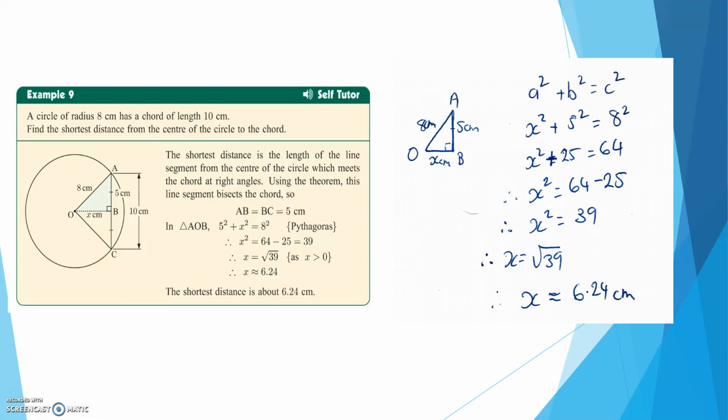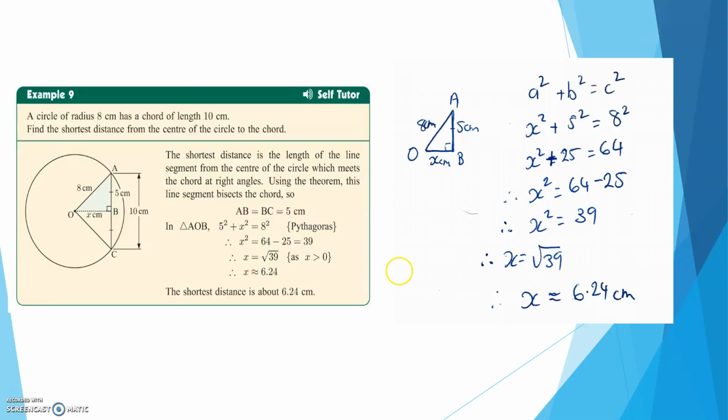Okay, now here's an example of how this could work. A circle of radius 8 centimeters has a chord of length 10 centimeters. Find the shortest distance from the center of the circle to the chord.